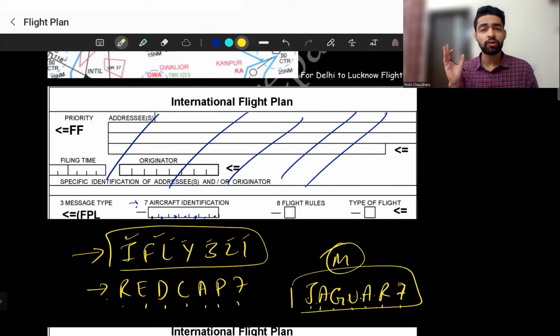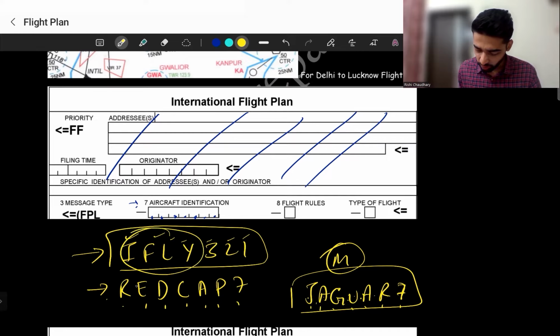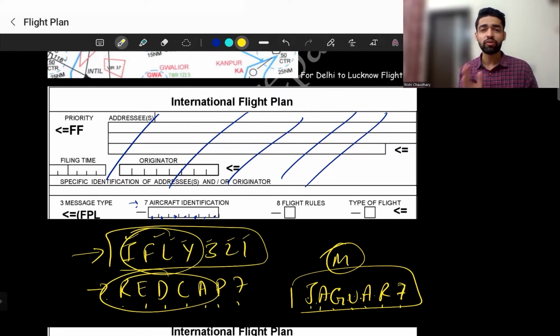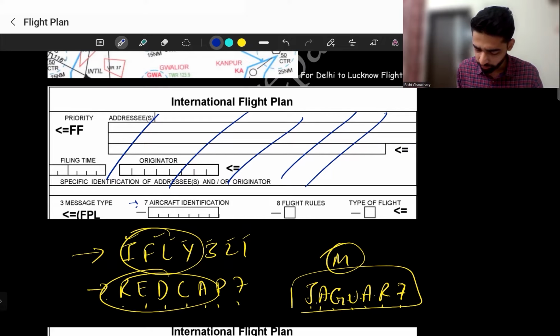Okay, and codes also depend on operating agencies. So if you have Indigo, SpiceJet, they have a starting code. That means this starting code will vary from aircraft to aircraft and from airlines to airlines. Okay, so I can choose any of them. So I will make my own. So I will say Alpha Bravo Charlie Delta 322.